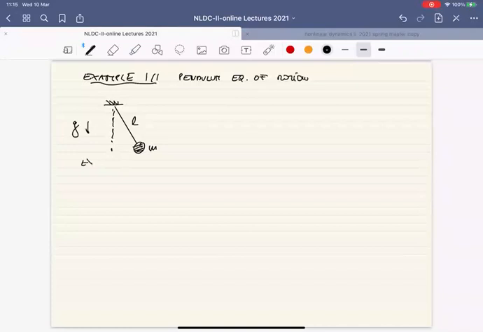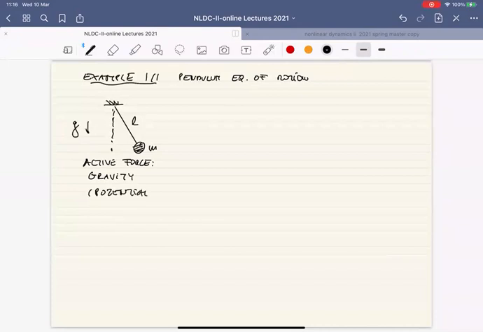Okay, so this is the pendulum. And the only external force, again, active force, which is not constrained force, which is the force of gravity, it's the potential.